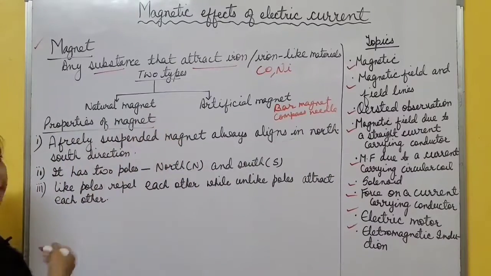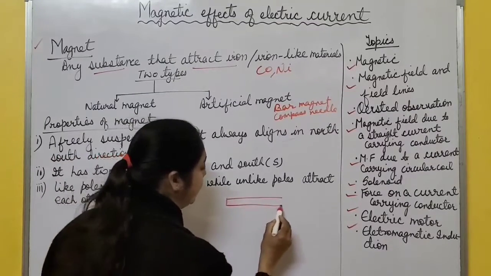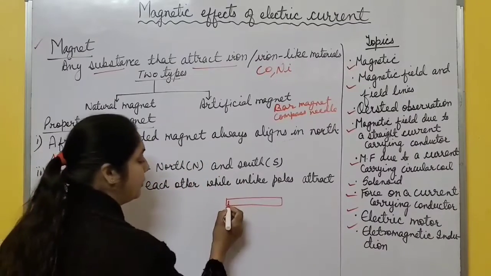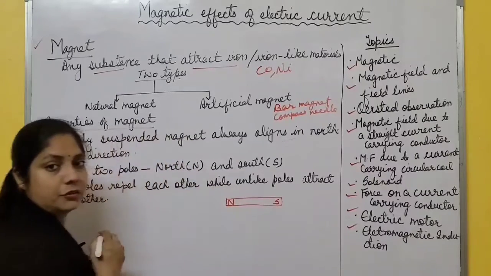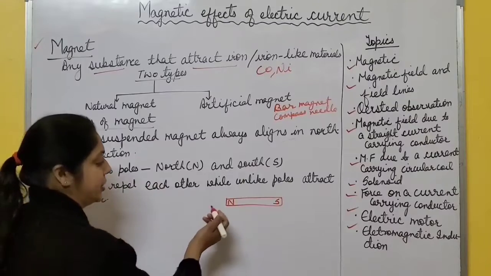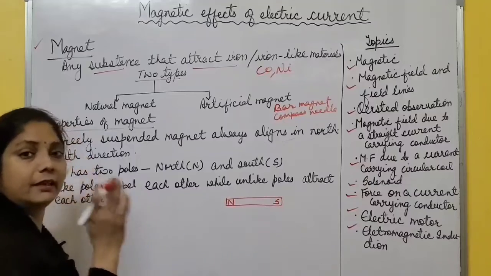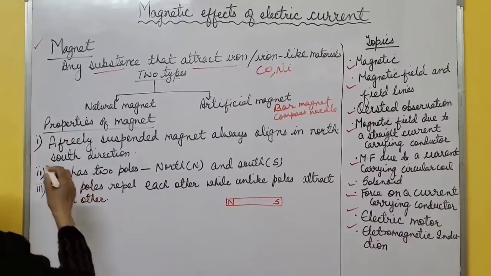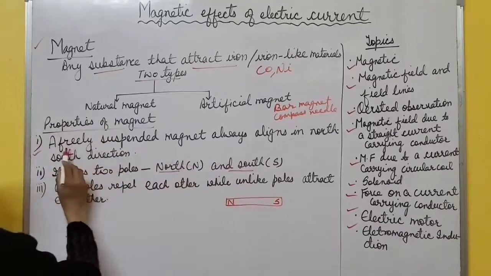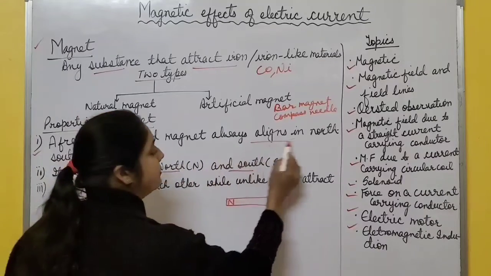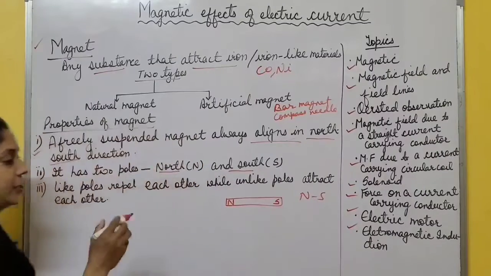Now, what are the different properties of magnet? First of all, suppose this is a rectangular shape bar magnet. It has two poles. One pole is called north pole, which points in the geographical north direction. Another pole is south pole, which points in the geographical south direction. When you suspend this magnet freely, what happens? It always points in north-south direction, right? So the first property of magnet is that it has two poles, north and south pole, and a freely suspended magnet always aligns in which direction? North-south direction. Magnet always aligns in north-south direction.